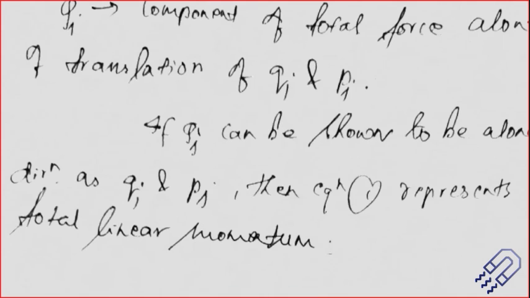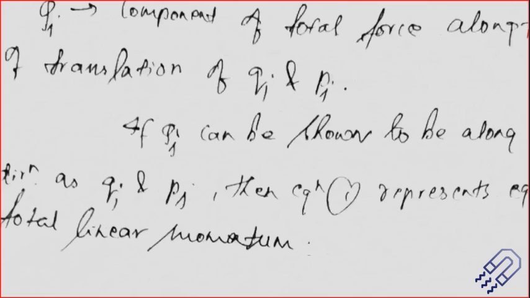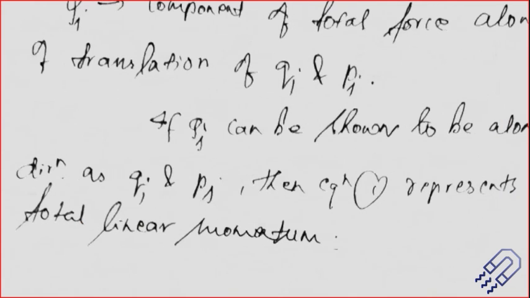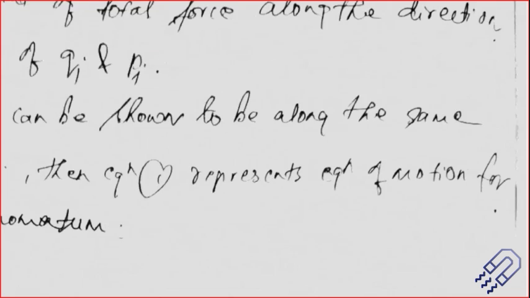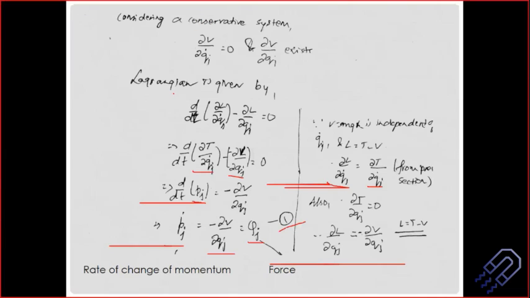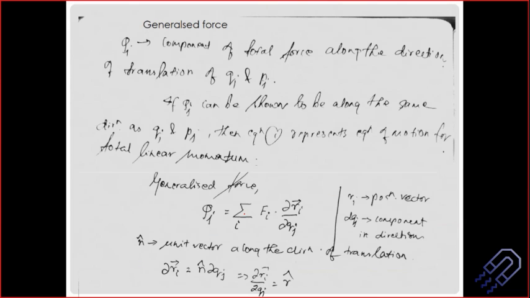So what is our aim now? The force Qj should be along the same direction as Qj and Pj. If you do that, this equation 1 will represent the equation of motion for total linear momentum. So the aim is to show that this is in the same direction as Qj and Pj. This is what is being done now.